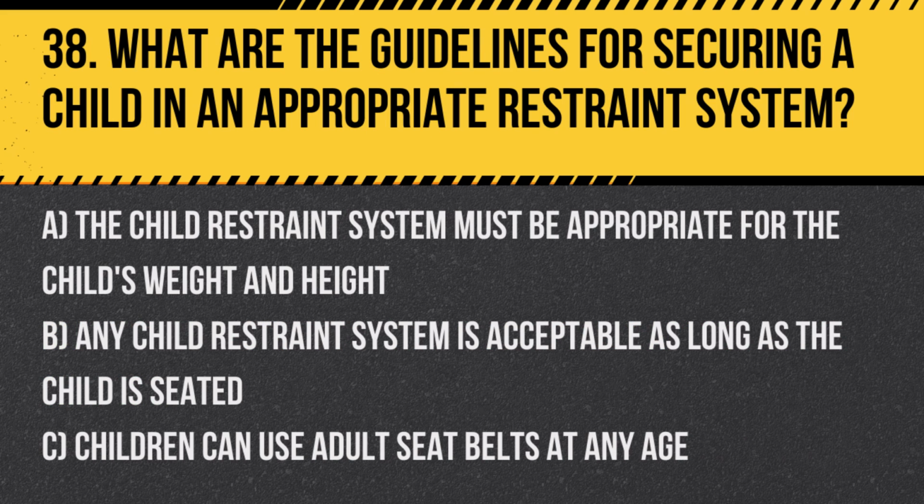Question 38. What are the guidelines for securing a child in an appropriate restraint system? A. The child restraint system must be appropriate for the child's weight and height. B. Any child restraint system is acceptable as long as the child is seated. C. Children can use adult seat belts at any age. Answer. A. The child restraint system must be appropriate for the child's weight and height. Using the correct restraint system is crucial for protecting children in the event of a crash.